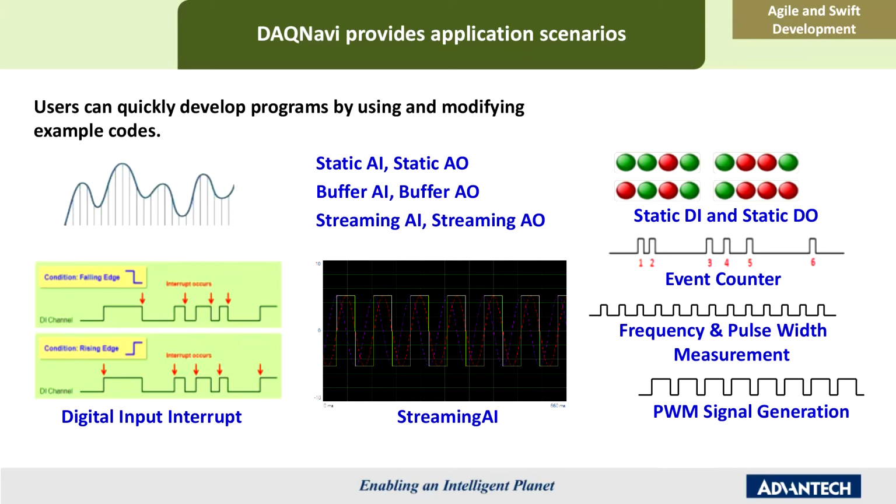DAQNavi is classified by application for AI, AO, DI, DO, and counter. I will take streaming AI as an example. Streaming AI allows you to do consecutive AI data acquisition. You can refer to the streaming AI example template and test whether the function meets your need or not. Then you can make necessary changes to the corresponding source code and import this source code into your program. Streaming AI images show how the program is executed.